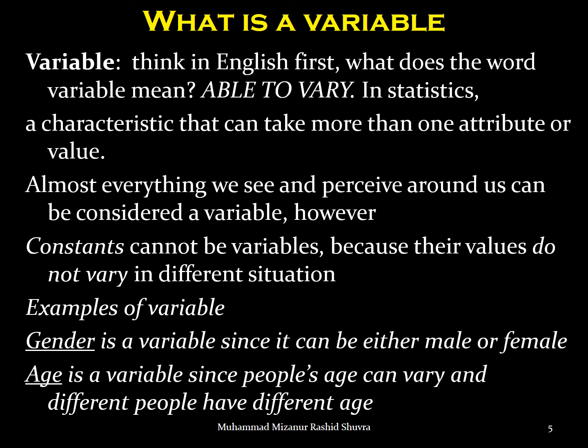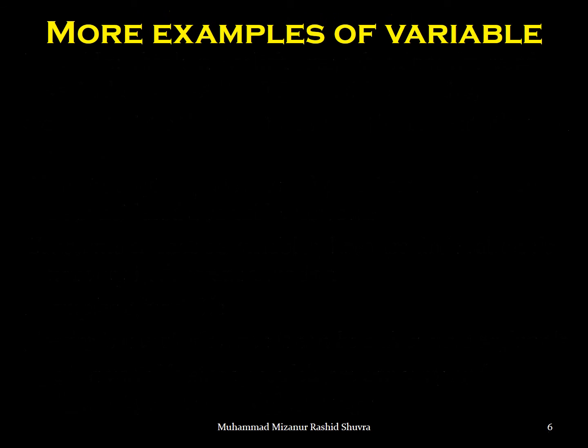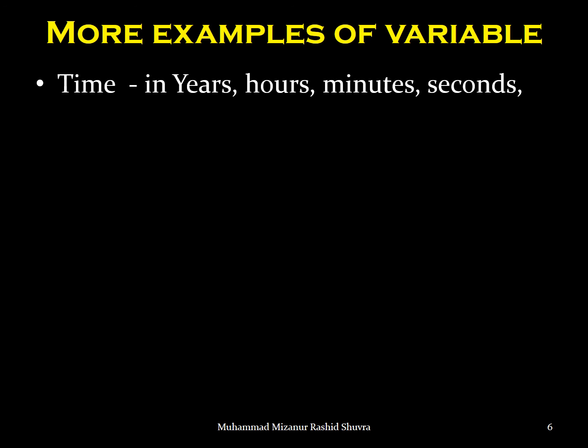We're talking about things that are able to vary, even though you may have the same age for many different people. It can take different values for other people, as opposed to a constant. A constant can't do that. So there are more variables. For example, time changes, and we measure it in hours, minutes, years, months, whatever you want. And then disease status is a variable. Why? Because some people are ill and some are not ill. So you can have two statuses of disease for an individual. So it's a variable, disease status.